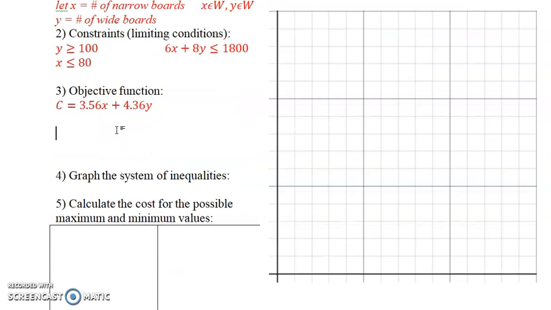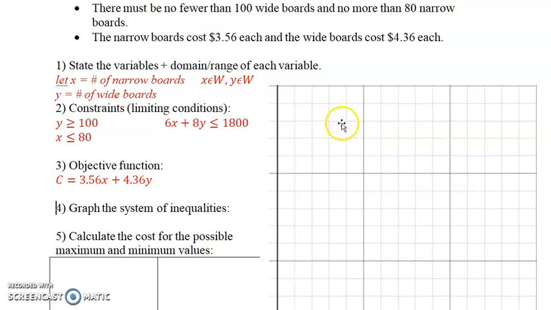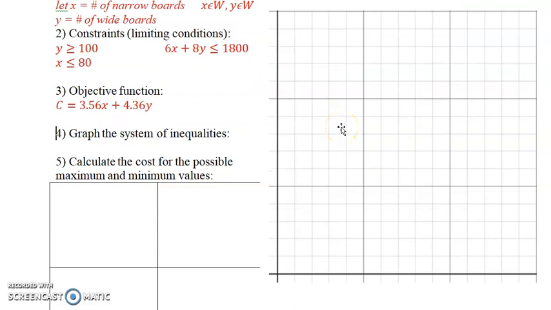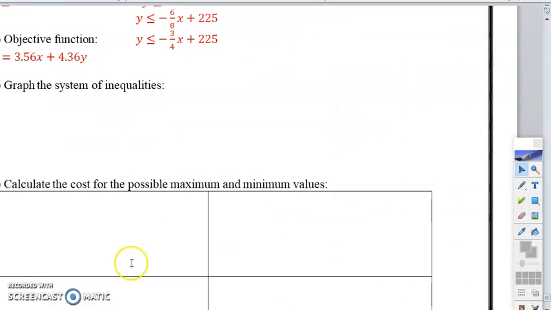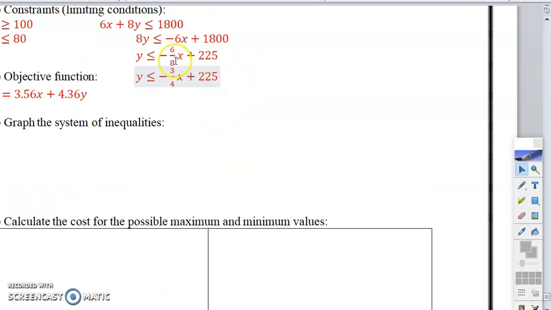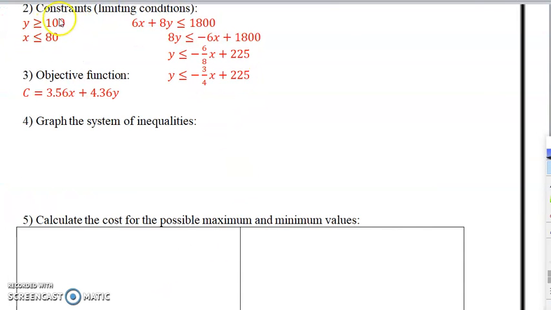And we're going to graph the inequalities. That's on the graph here. The Y's are going up to 100, and the x is 80, so we'll go up by 25s here, because 100 is a multiple of 25, and the y-intercept is 225. That'll go right on the graph. And then for the x value of 80, we'll go by 20s. And you can do that on the graph.